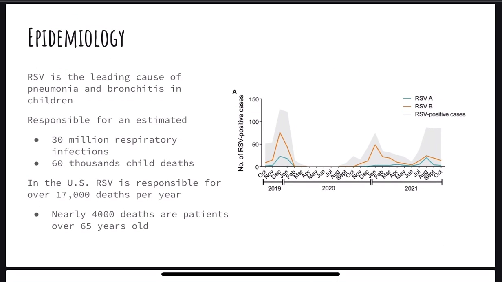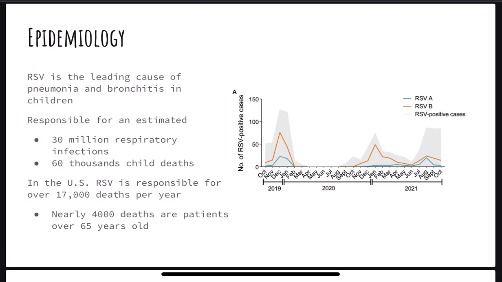So next, let's look at the epidemiology of RSV. Currently, RSV is the leading cause of pneumonia and bronchitis in children. It's responsible for an estimated 30 million respiratory tract infections, as well as 60,000 child deaths in the whole world.